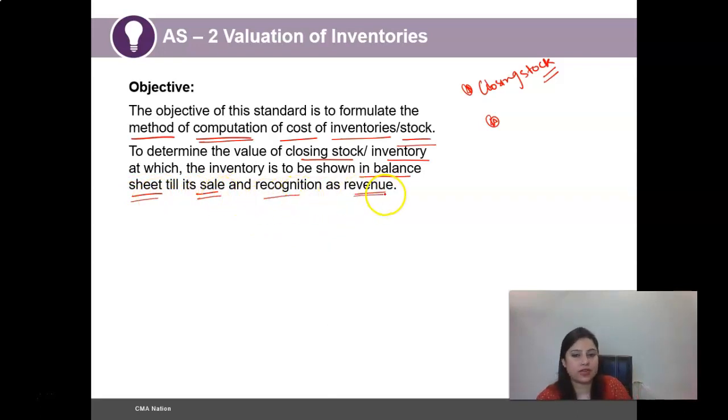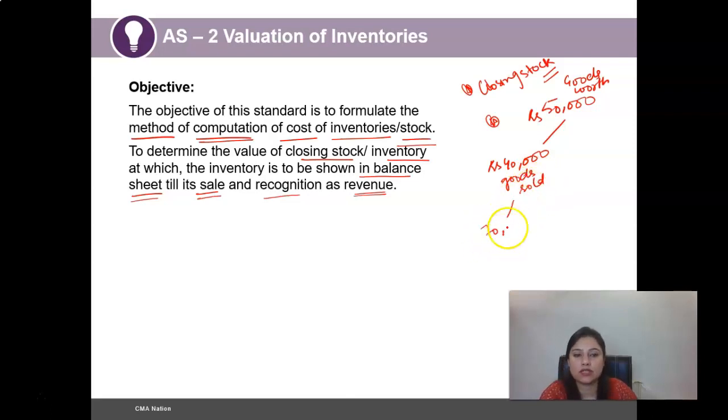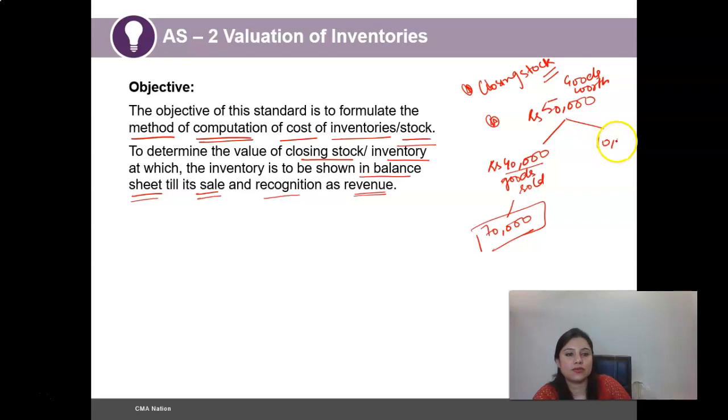and recognition as revenue? So like I said, goods worth rupees 50,000 have been purchased and goods worth rupees 40,000 have been sold. So let's say that this was sold at rupees 70,000. This sale value will be recorded in the books of accounts, right? This is the sale value. The cost would be 40,000. That would be recorded, and the remaining 10,000.